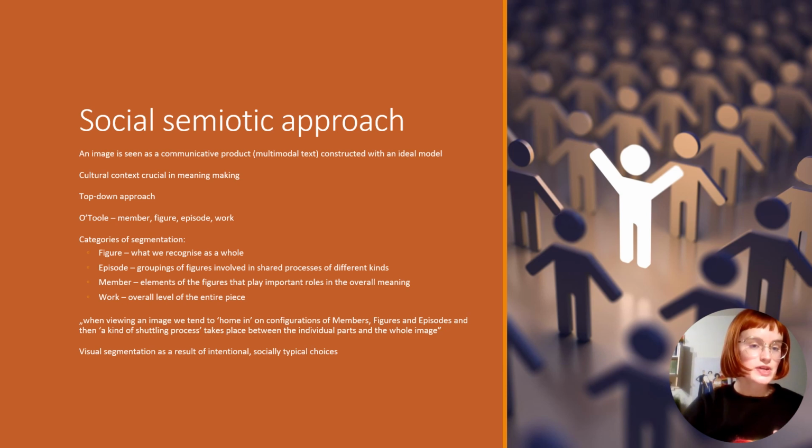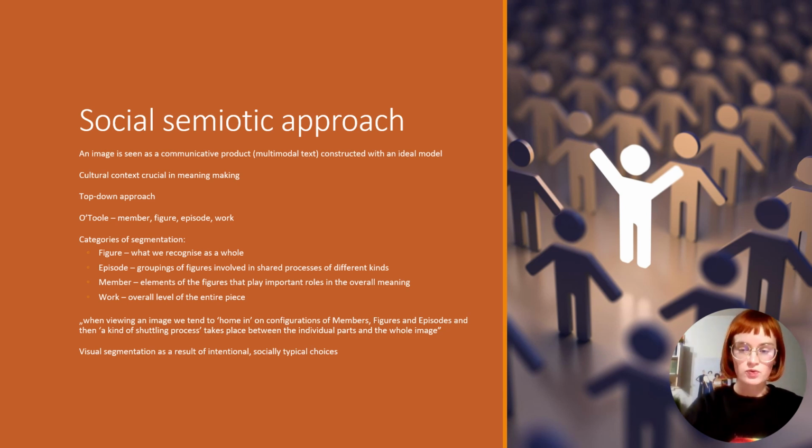So cognitive linguists had this idea that an image should be seen as a communicative product constructed with an ideal model, and that cultural context is crucial for any meaning making. This top-down approach can also be employed in segmentation. So they would argue that when we see an image, a picture, or any scene, we segment it down into parts based on our cultural knowledge and basically our knowledge of the world.